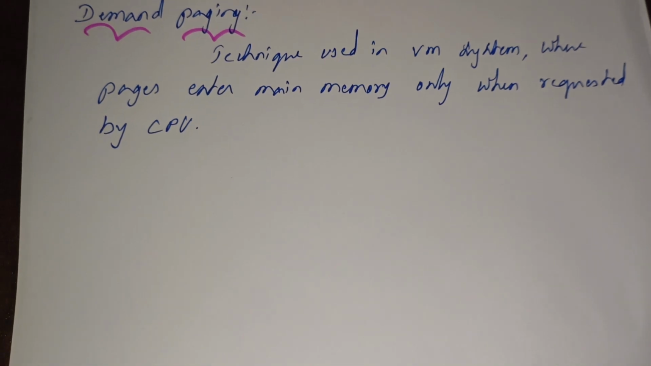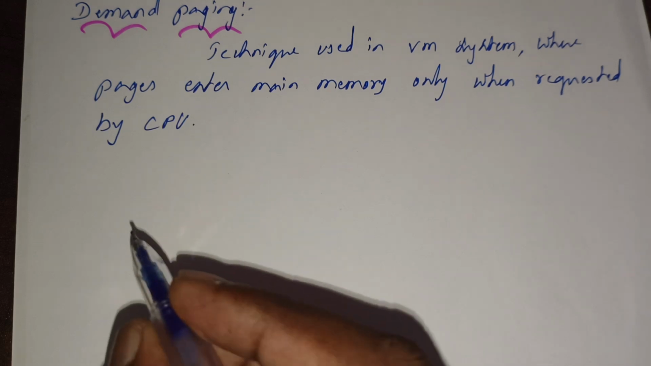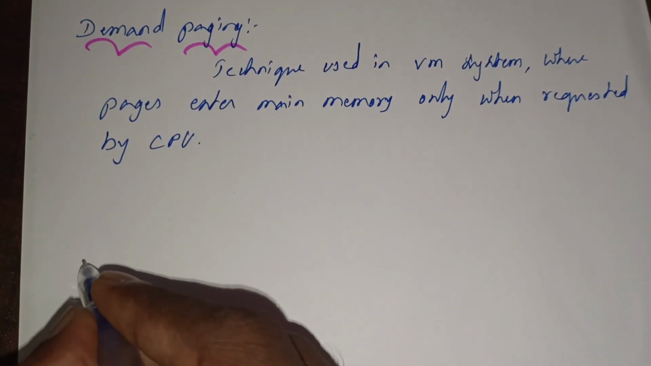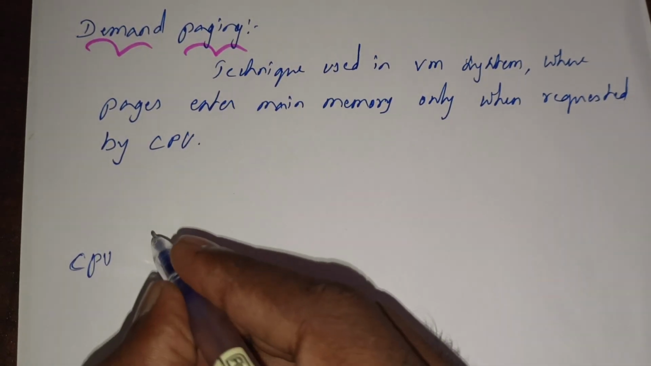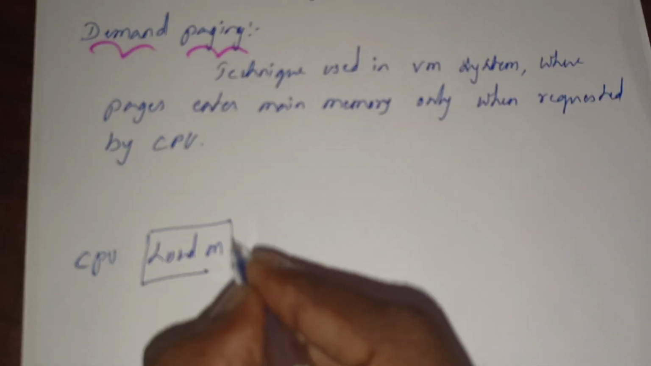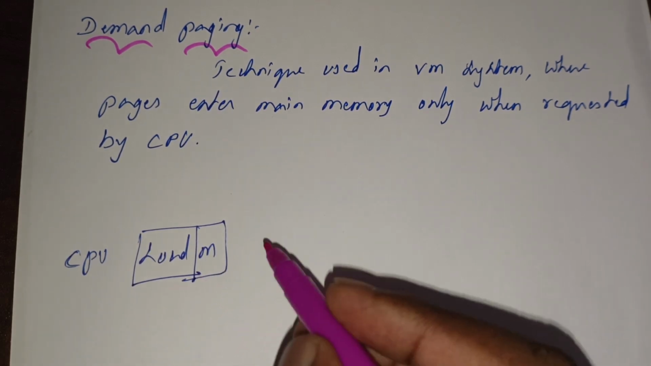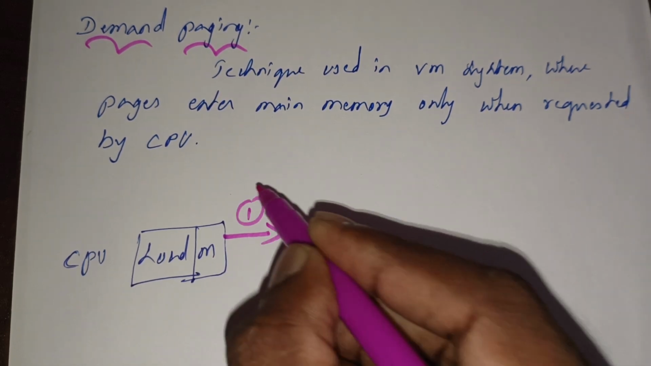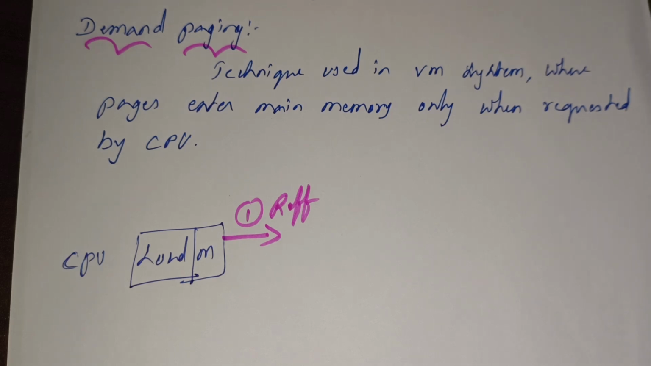Let me draw a simple diagram so that you will understand how demand paging actually works. Let's say, for example, the CPU is here. The CPU is requesting, load M. The name of that page is M. The CPU has made the request. I'm using different colors so that you can understand clearly. Number one, we call this a reference string. The string has been referenced, and the name of the string is M.